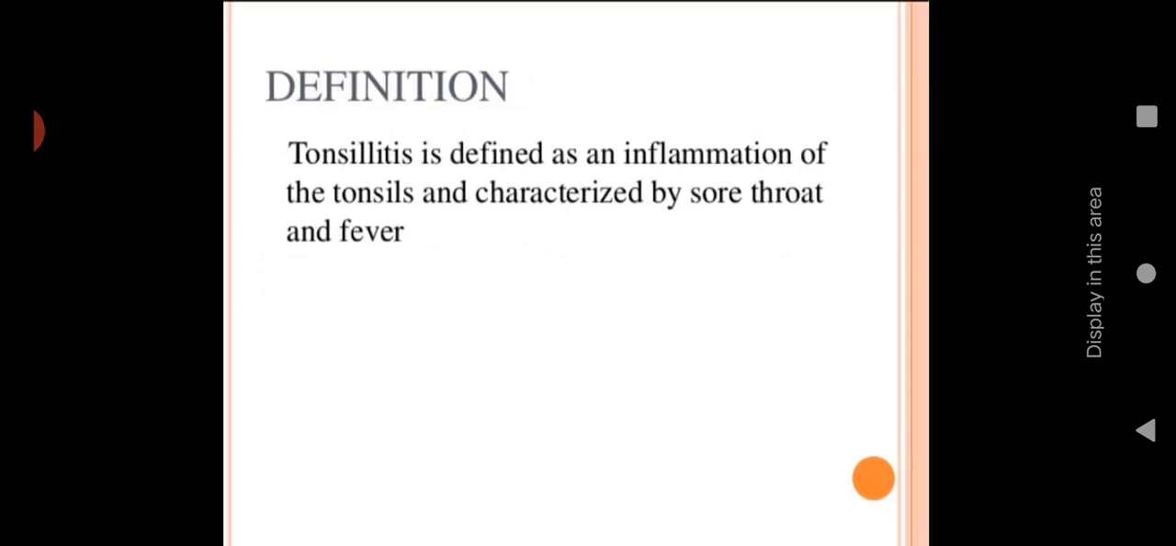Tonsillitis is defined as an inflammation of the tonsil, characterized by sore throat and fever. So the main symptoms of tonsillitis are sore throat and fever. You can see throat pain, and along with the throat pain, if you observe the mouth, you can see redness, and fever will also be there. So that is called tonsillitis, the inflammation of the tonsils.